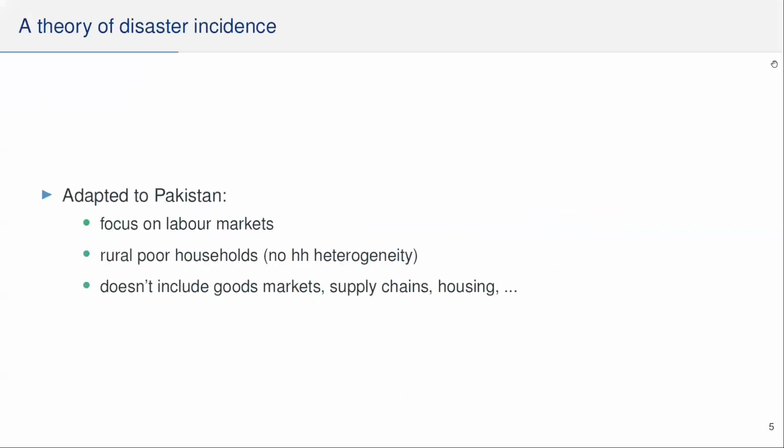I'm going to have, for now, an unbelievably simple model of disaster incidents, and I'm having open auditions as to what should be the next thing that goes into the model. The model is adapted to Pakistan in the sense that I'm going to really focus on labor markets, and I'm going to have rural, because my data is rural poor households. At the moment, I don't have any household heterogeneity, and I'm not going to include goods markets or supply chains or housing, all of which are variously important in different locations.